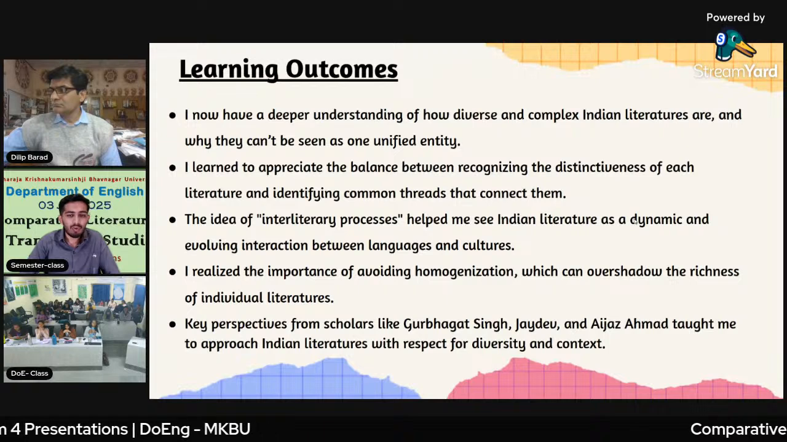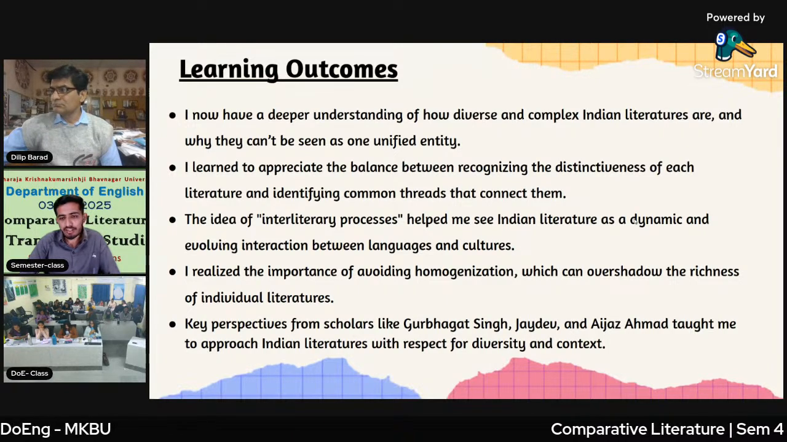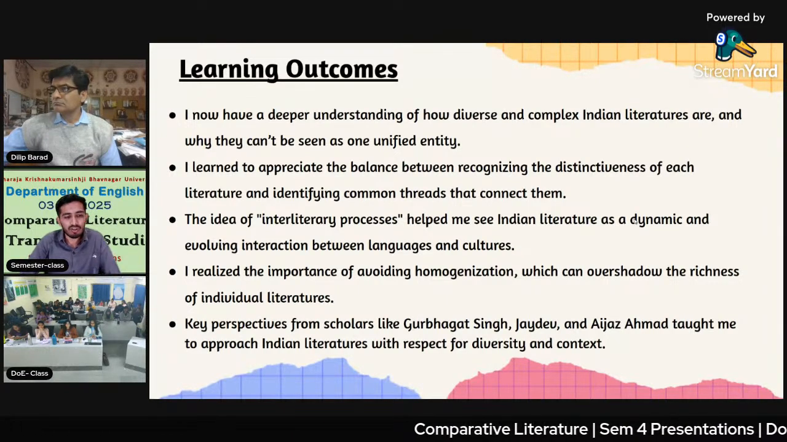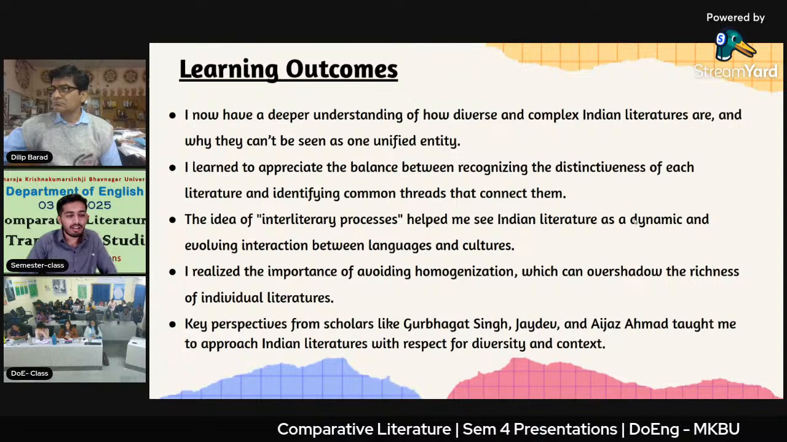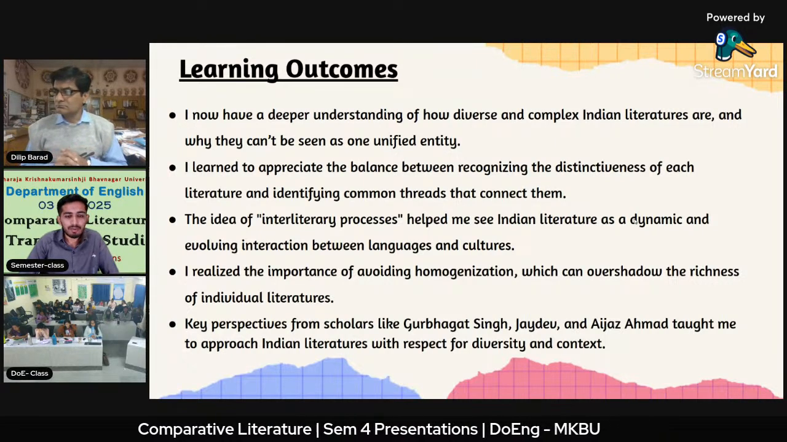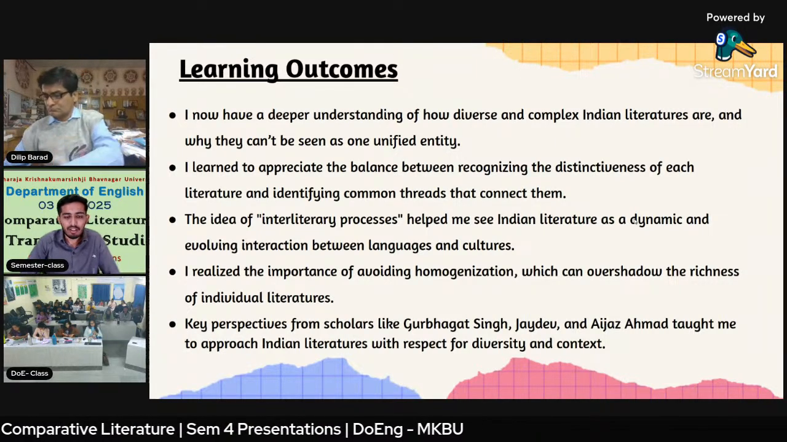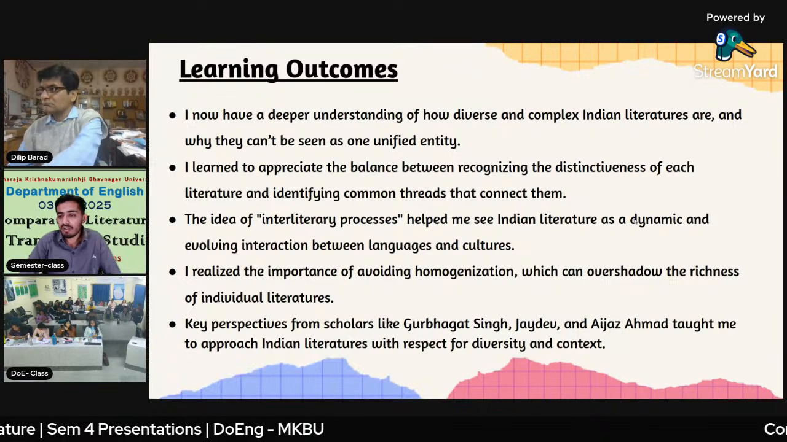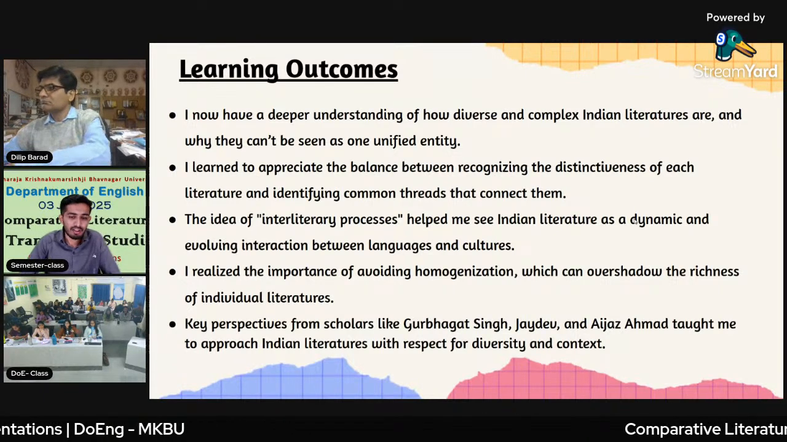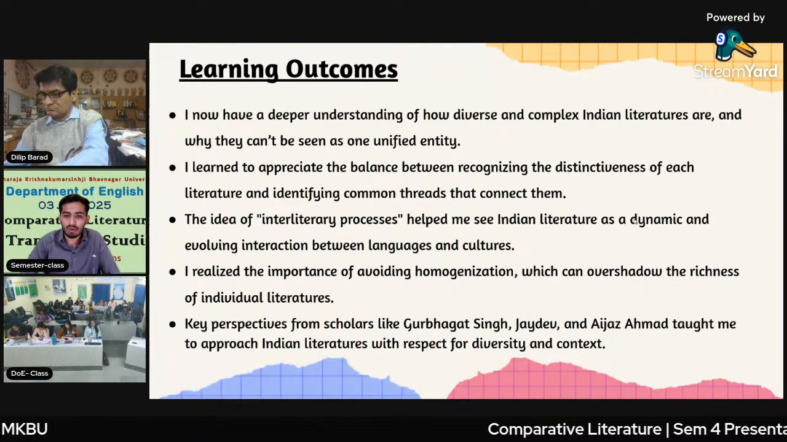I realized the importance of avoiding generalization, which can overshadow the richness of individual literatures. And the last is the key perspectives that I have briefly presented of Guru Bhagat Singh, Jaidev and Aijaz Ahmad taught me to approach Indian literature with respect for diversity and context.